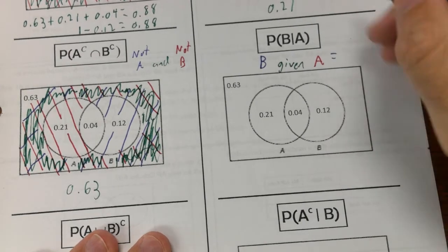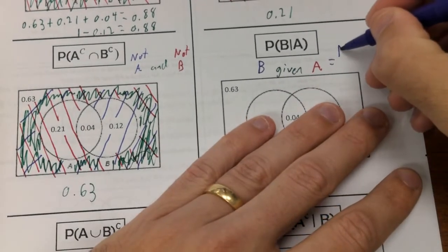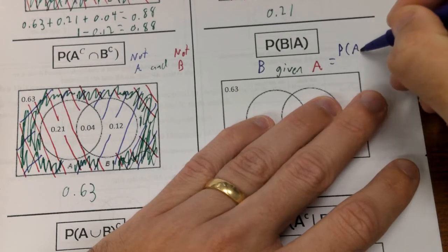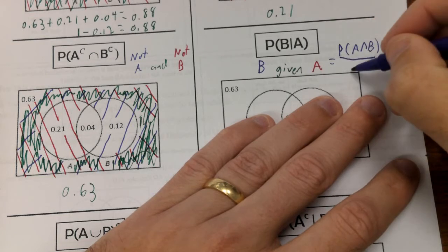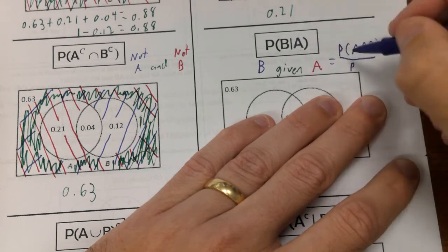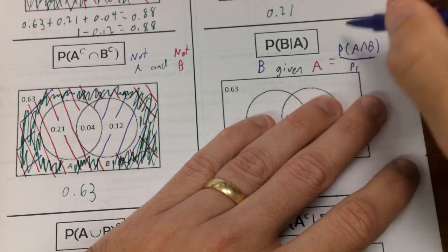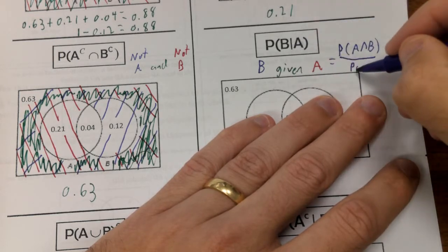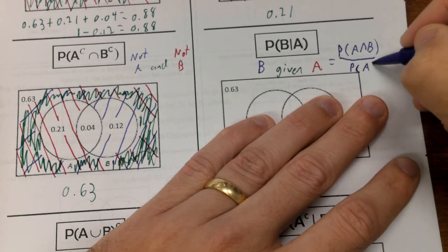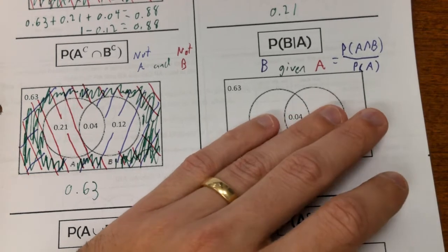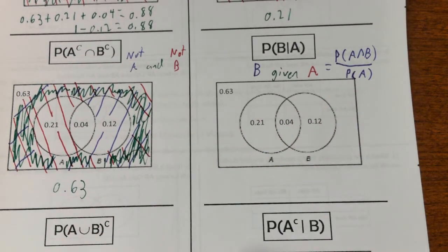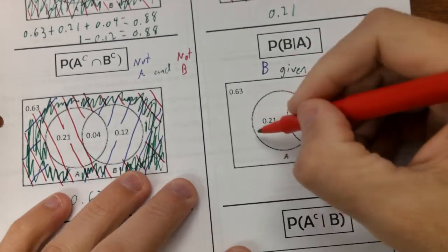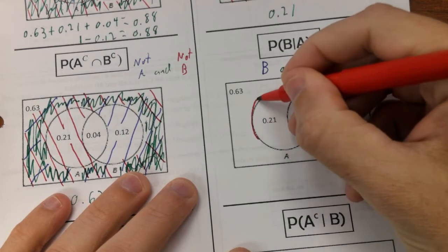So the formula for this is the probability of A and B over the probability of whatever comes after this vertical line. So it's the intersect of these two over the probability of A. This formula is actually given to you on the formula sheet. Right? So let's start with the red. Basically what we're doing here is limiting our scope to this A region right here.